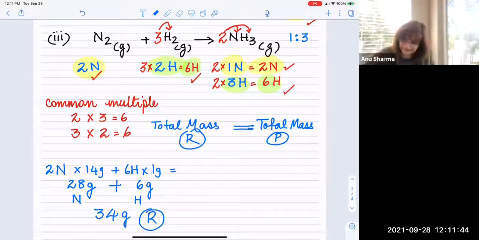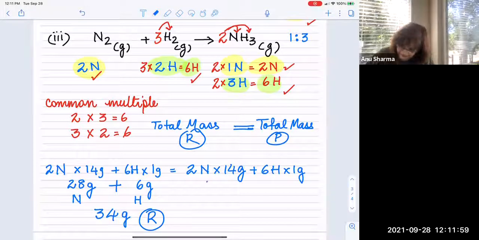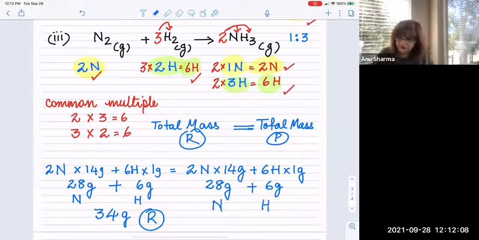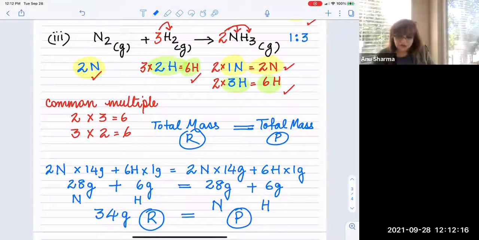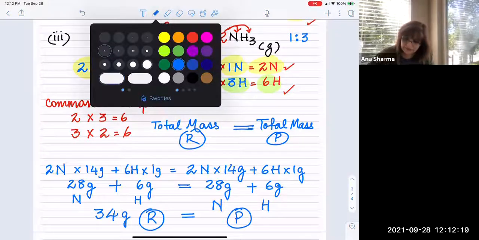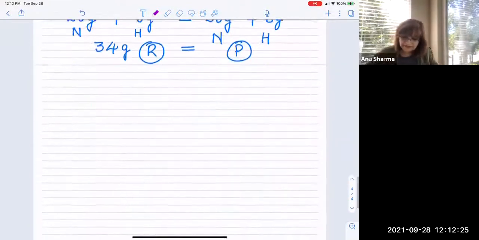And the product side: we have 2 nitrogens, each is 14 grams, plus we have 6 hydrogens, each is 1 gram. So again, we have 28 grams coming from the nitrogen and 6 grams coming from the hydrogen on the product side. So the total weight is the same on both sides when you balance it. For so many other combination reactions, you will be doing the balancing the same way.